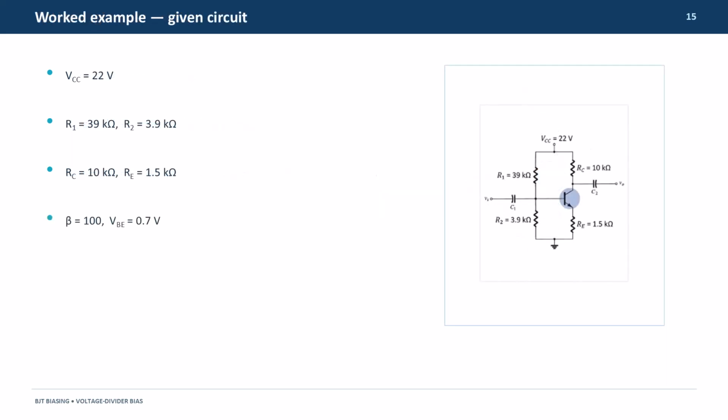Consider a circuit with a 22-volt supply, divider resistors of 39 kilohms and 3.9 kilohms, a 10 kilohm collector resistor, a 1.5 kilohm emitter resistor, and beta equal to 100. We use a constant base-emitter drop of 0.7 volts.